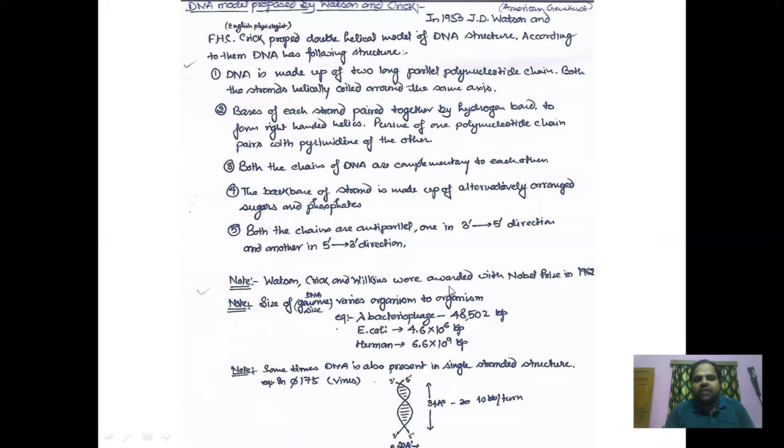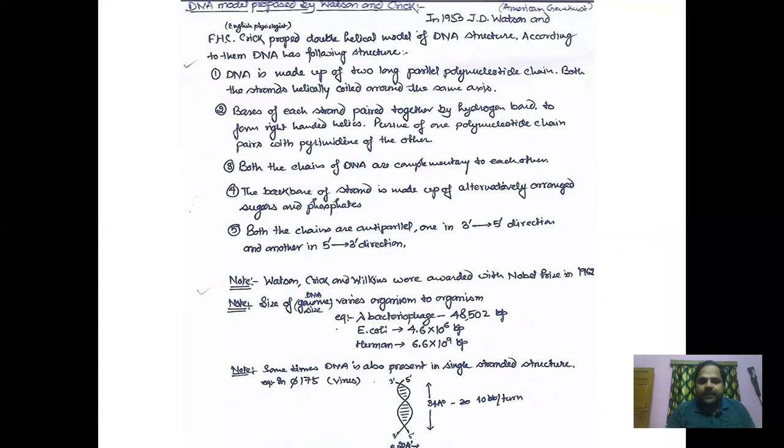Watson, Crick, and Wilkins were awarded the Nobel Prize for their structure in 1962. Now we will see the genome size of some organisms. Lambda bacteriophage has 48,502 base pairs. However, E. coli, a bacterium, has 4.6 × 10^6 base pairs, and in humans it is 6.6 × 10^9 base pairs. These are the total amounts of base pairs, where a base pair means a pair of nucleotides.